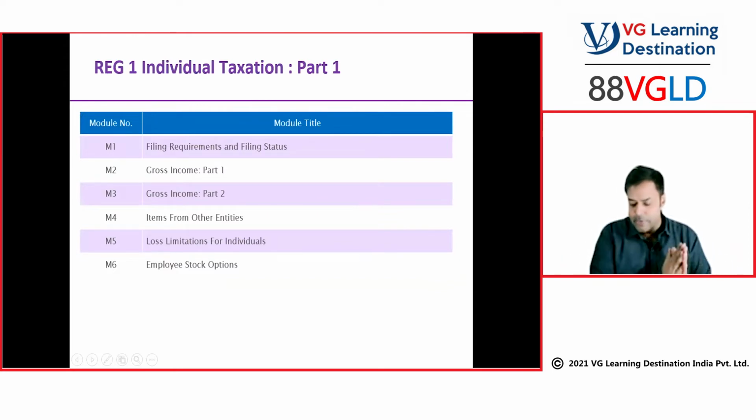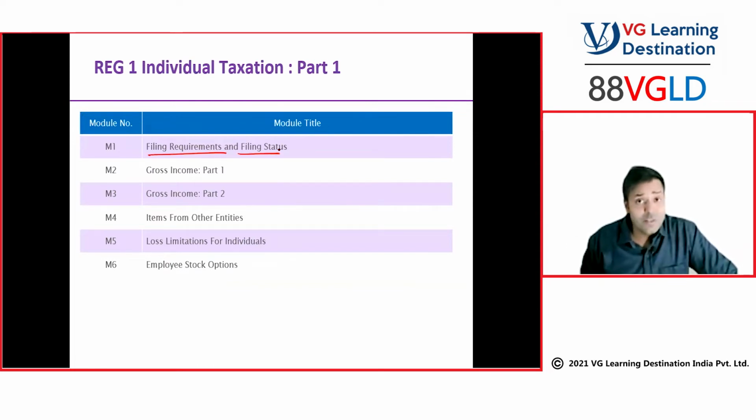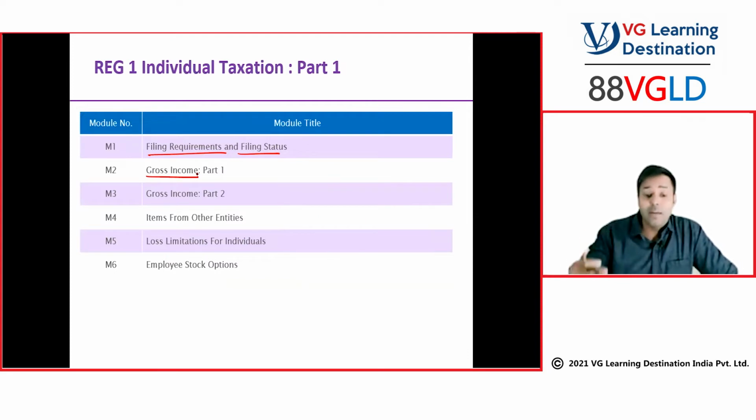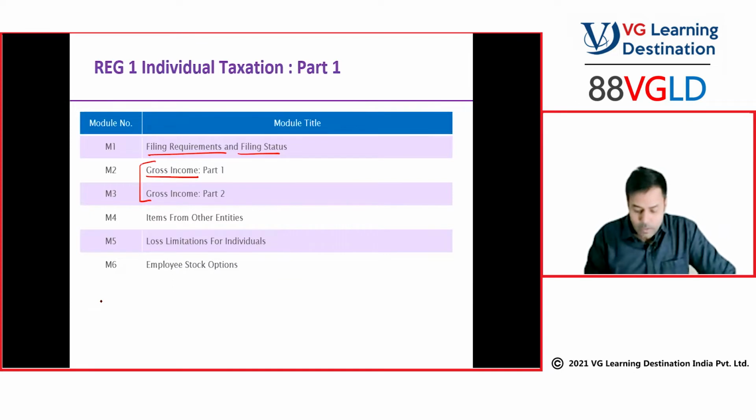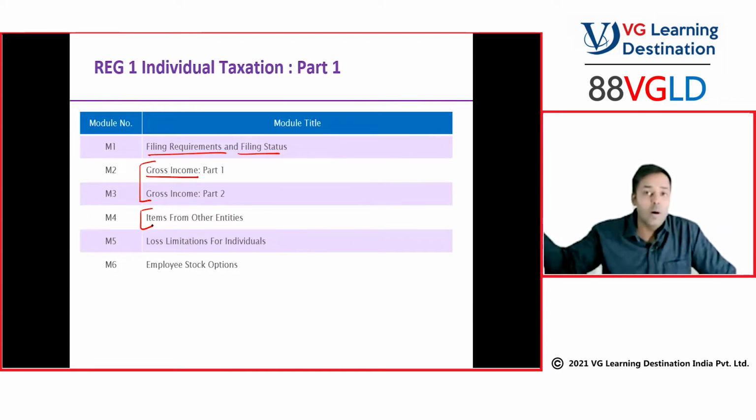So that's the first, individual taxation. You will talk about what the filing requirements are, what types of returns we have, what filing statuses we have. As I discussed, there are 5 types of filing status. Gross income: what kind of incomes you will include and what kind of incomes you're not going to include. It is going to be part of the first 2 modules. What are the items, for example, if you're a partner of a partnership firm, what incomes are you going to include? All of it will come here. Lastly, the loss limitation and the ESOPs, employee stock options, and how the taxability of it works. All is going to be part of it.